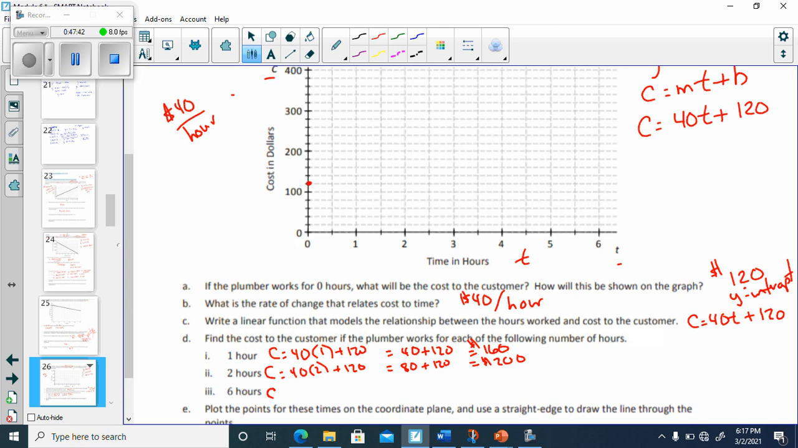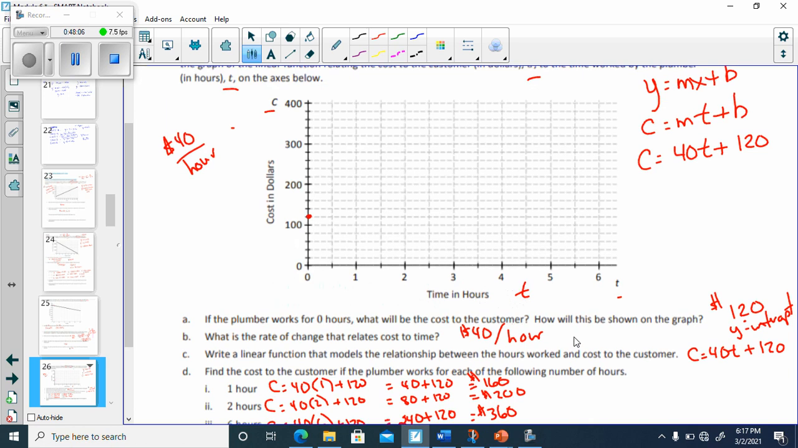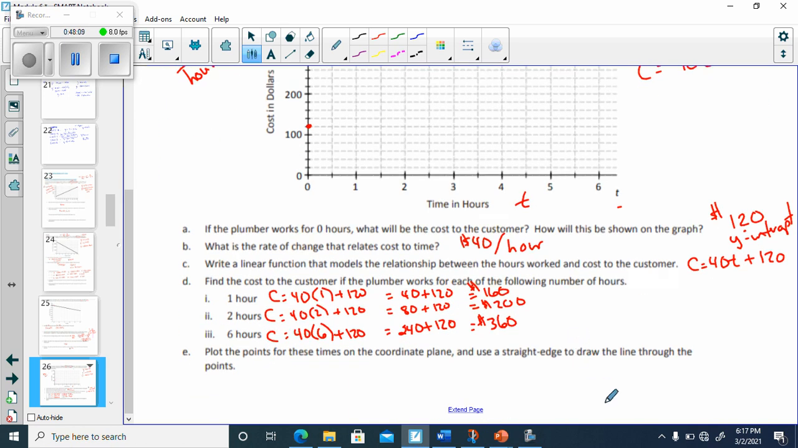How about 6 hours? Cost is equal to $40 an hour times 6 hours plus 120. 40 times 6 is 240 plus 120. Okay, and that would be $360, right? There you go. Place the points for these times on the coordinate plane and plot them. Let's see. This would be 1 hour is $160. Okay. 2 hours is $200. 6 hours is $360.